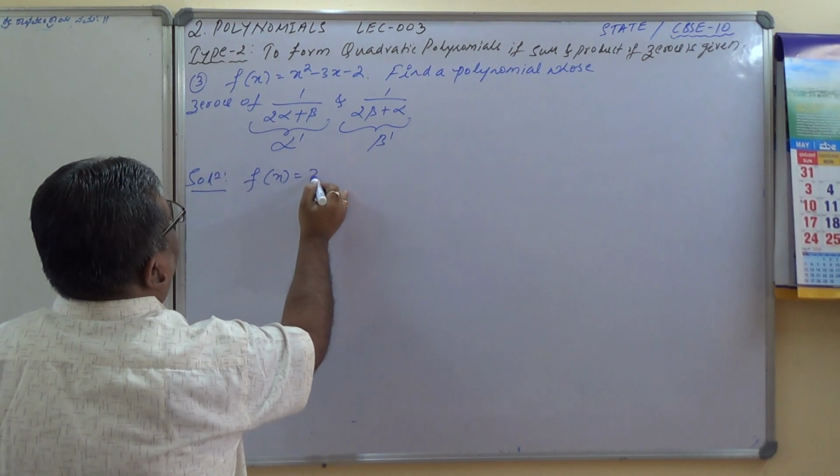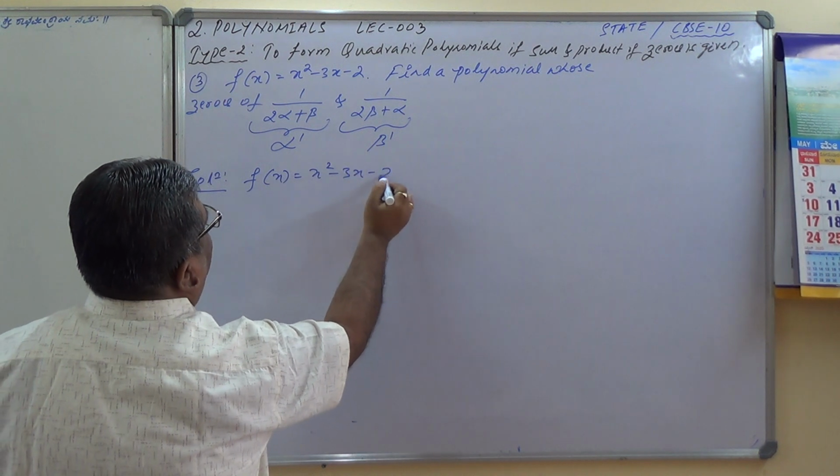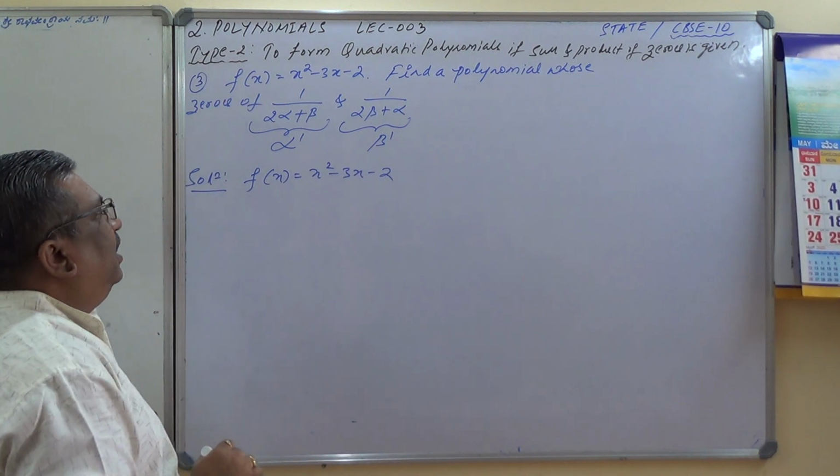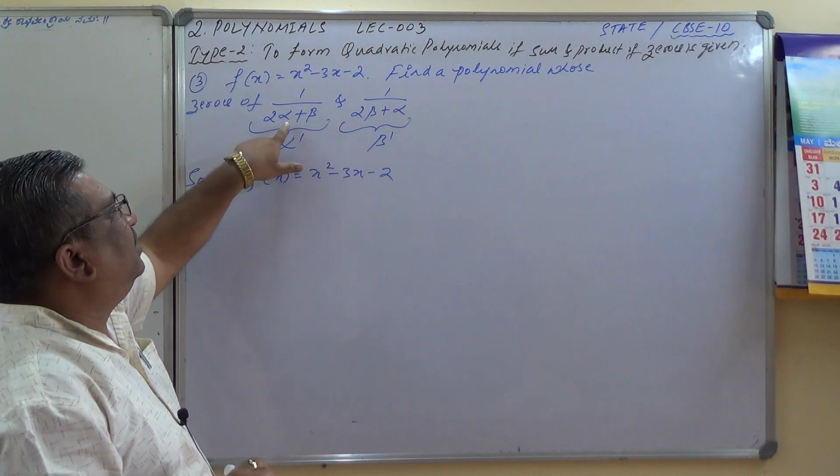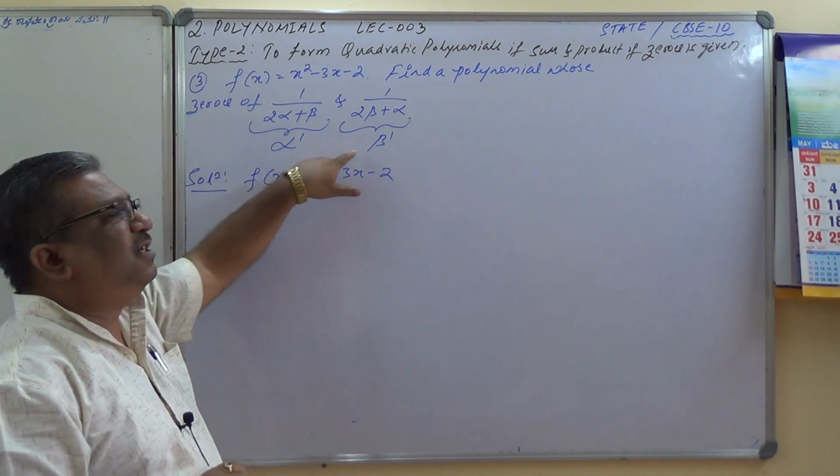f of x equals x squared minus 3x minus 2. If you can find out alpha and beta, the roots, then it is very easy to substitute here and get the value of alpha dash and beta dash.